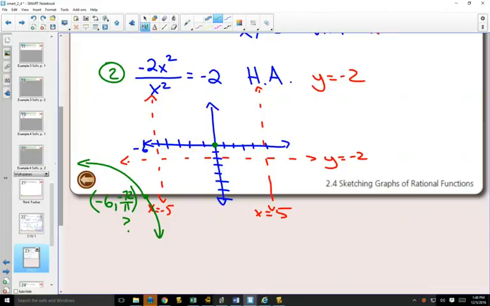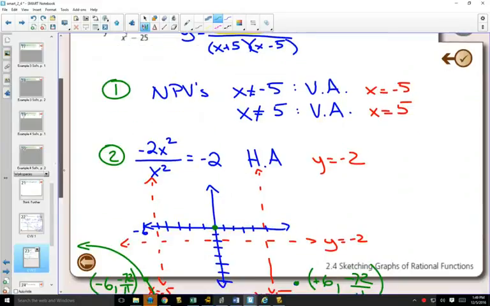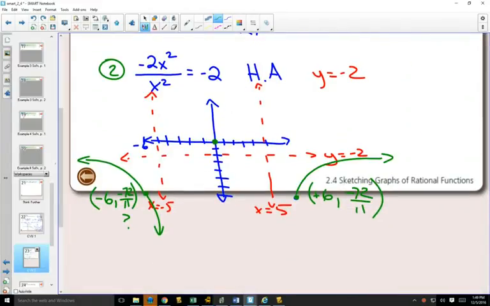Can you see that by plugging in positive 6, you will also get negative 72 over 11? Because you're squaring on the top and the bottom, it doesn't matter if it's a positive 6 or a negative 6. Look at your original equation. If you plug in a positive or a negative and it gets squared, it's not going to make a difference. So this part over here is also going to look like this.